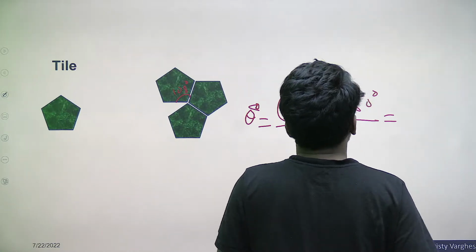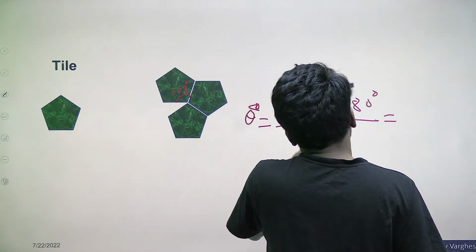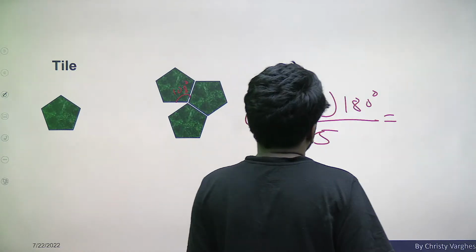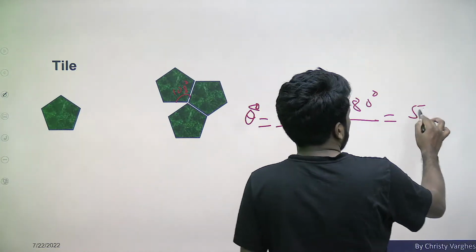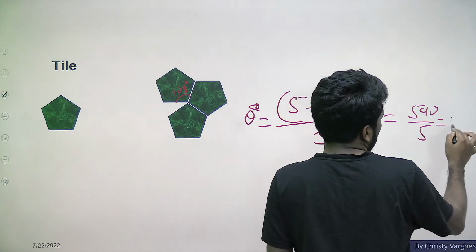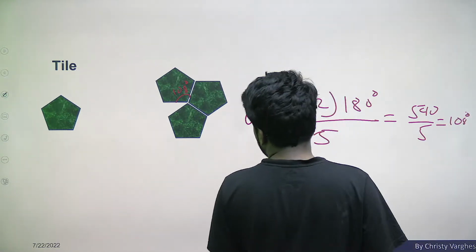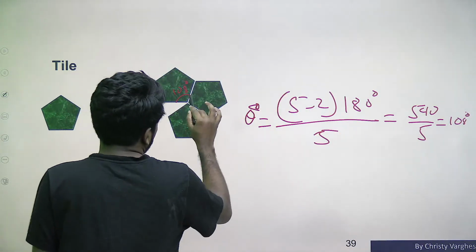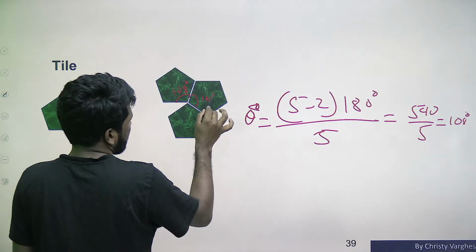Yeah, pentagon it is (5 minus 2) into 180, that is 3 into 180, that is 540. 540 by 5 will be equal to 108 degrees. What does that mean? Each angle of a regular pentagon is 108.